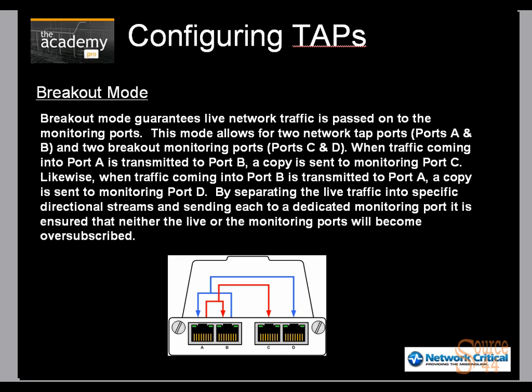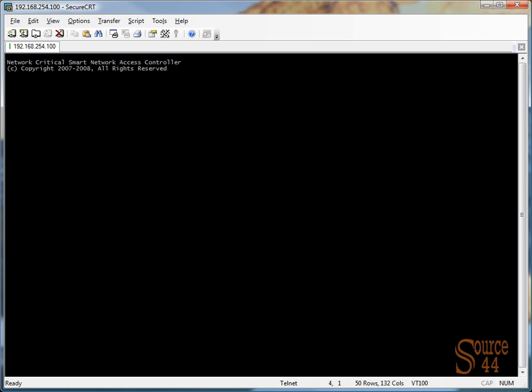So the first thing I want to do here is get onto the box and show you how to configure breakout mode. First thing we're going to do is log onto the box. The default IP of a network critical is 192.168.254.100, and you'll see that on the top of our SecureCRT session there. We're logged onto the box with the default username and password of admin, and you'll see that we're at a spot that says controller.